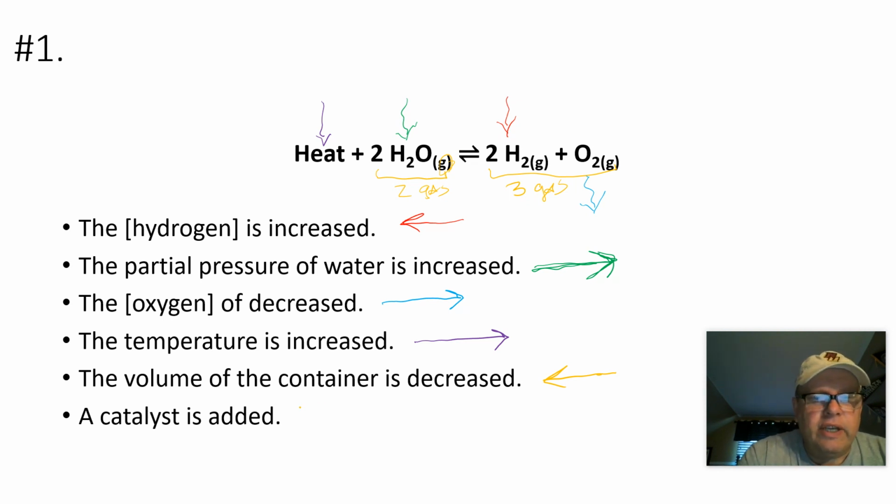Lastly, a catalyst. A catalyst has no change on equilibria, so it's interesting. Does it speed up the reaction? Yes, but it doesn't cause the equilibrium to shift either towards the reactants or the products. So catalyst never does anything for us here.